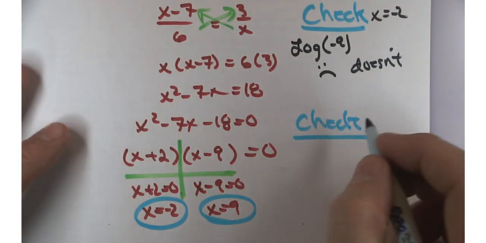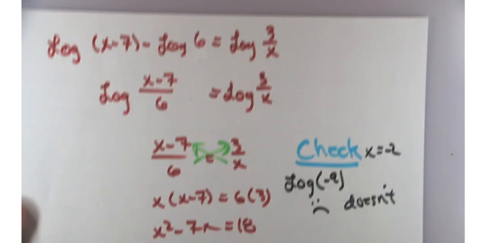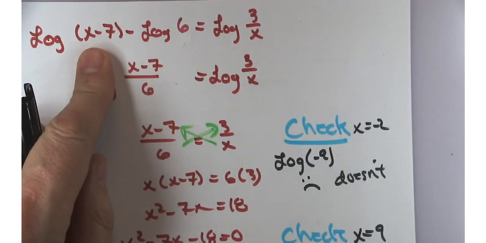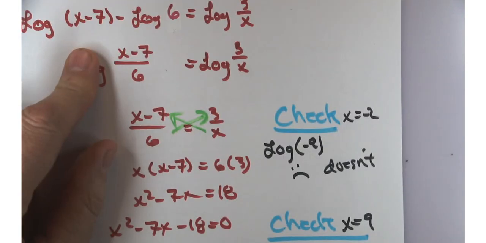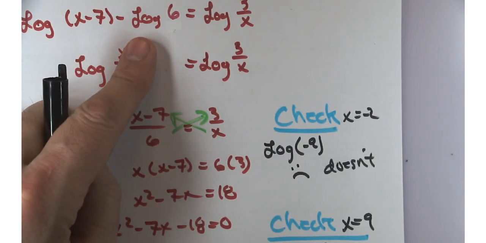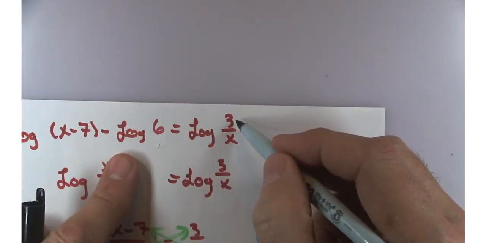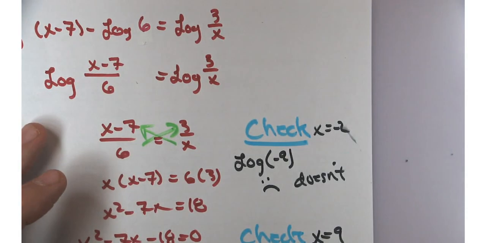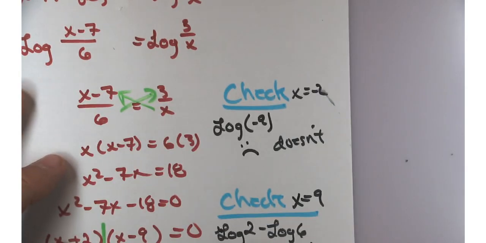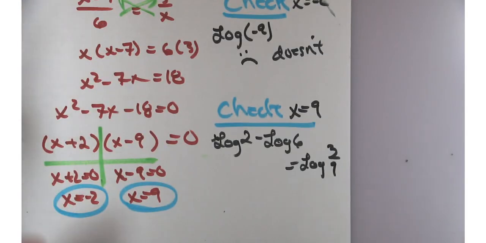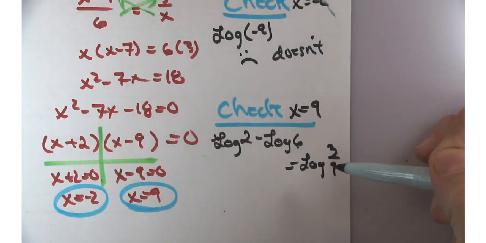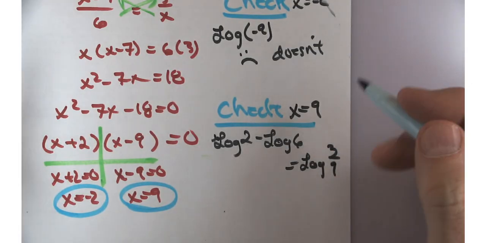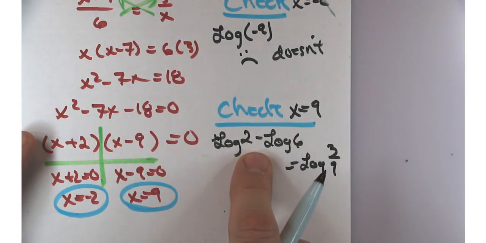How about x equal 9? Well, we end up with the log of 9 minus 7 is the log of 2 minus the log of 6 equals the log of 3 divided by 9, sorry. Log of 3 divided by 9. So at the minimum, you're looking to make sure you don't have the log of any negative terms. That's the minimum. Nor can you have a log of 0. If you wanted to, you could check it on your calculator numerically.